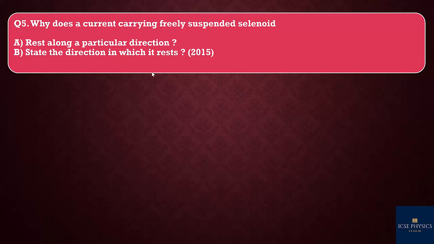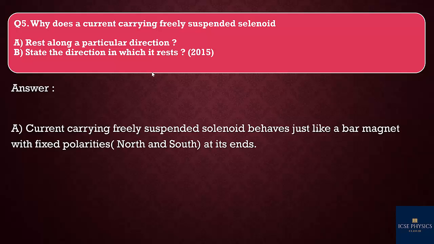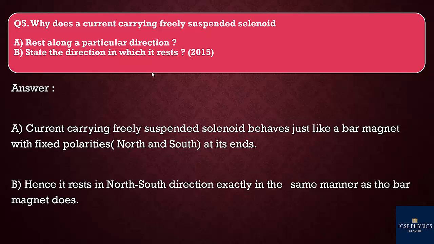Question number 5. Why does a current carrying freely suspended solenoid rest along a particular direction? This has come in ICSE 2015. Let's see the answer. A current carrying freely suspended solenoid behaves just like a bar magnet with fixed polarities, north and south pole at its ends. Second part of the question. State the direction in which it rests. It rests in the north and south direction exactly in the same manner as the bar magnet does.